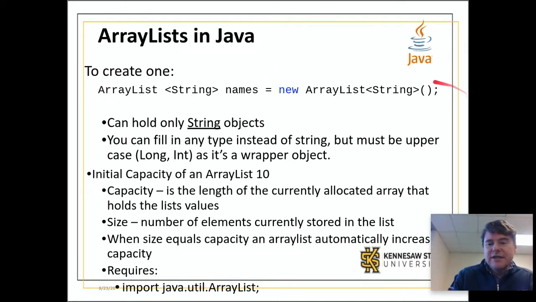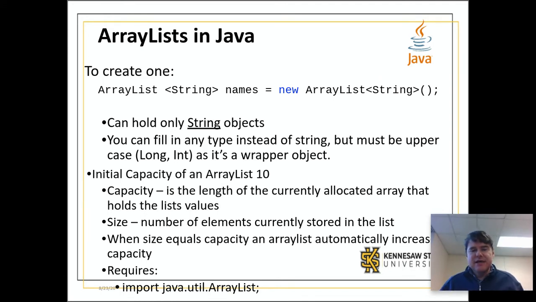So to be clear, this is the line of code that you would add in Java in order to create an array list called names, where the array list can hold strings. Now, this is the part that's new, these angle brackets that you're seeing here with a type written in between them. And that's weird. What is happening here?